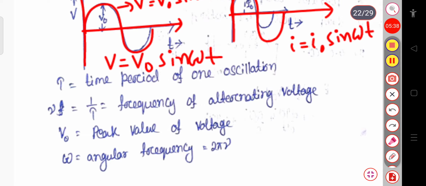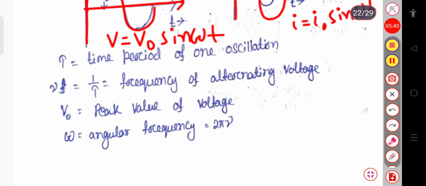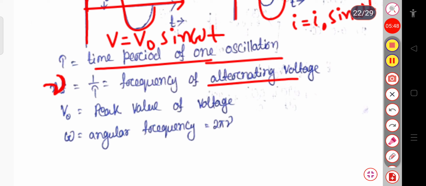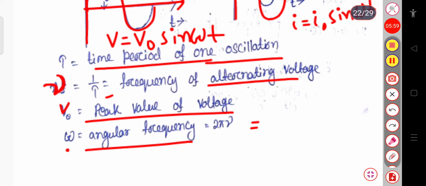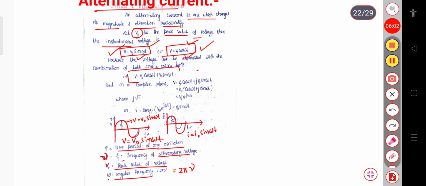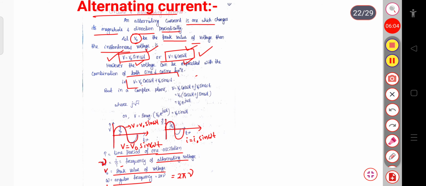Okay. So if I consider T equal to the time period of one oscillation, then nu is the frequency of the alternating voltage, and nu equals 1 by T. And here V naught is the peak value of the voltage, and omega is the angular frequency, and its value is equal to 2 pi nu. This is the basic terminology associated with alternating current.